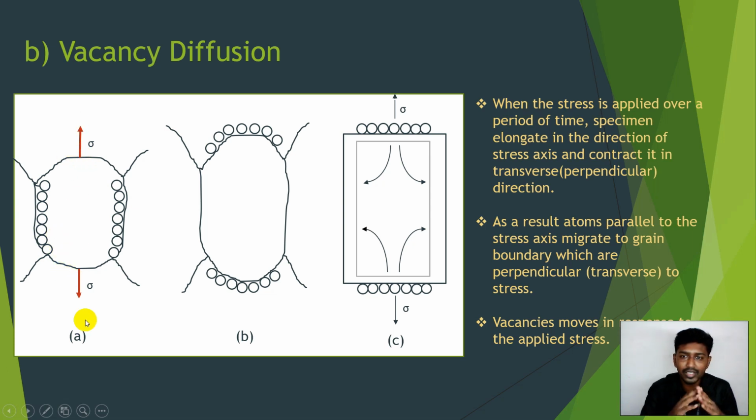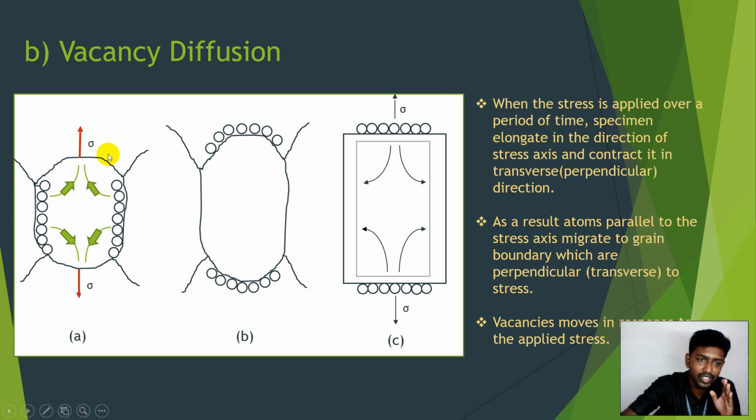Now just consider that the applied stress is acting over this grain for a period of time. What happens is that the specimen will get elongated and contracted in the transverse direction, right? It will go on in this manner. As a result, these atoms will migrate to the boundary perpendicular to the applied stress, forming as you can see in diagram B.